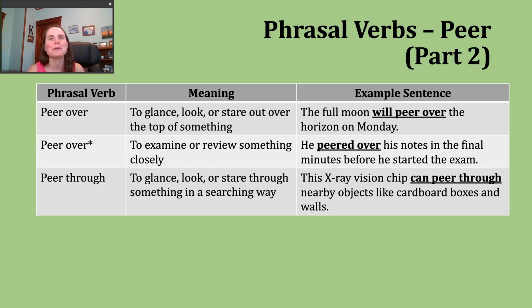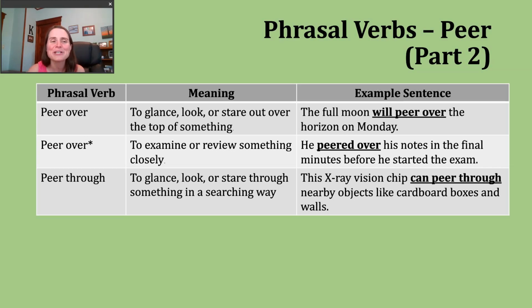Another phrasal verb you might encounter is to peer over. This can have a couple different meanings. One way to use it is to talk about glancing, looking, or staring out over the top of something. An example of this: the full moon will peer over the horizon on Monday. Right? So here, this is a little different because it's sort of saying the moon is going to sort of stare out over the horizon, over the top of it.